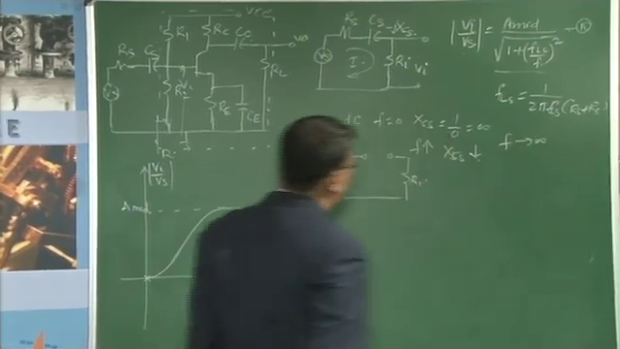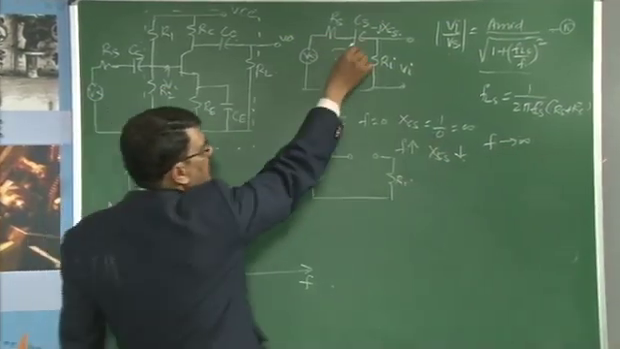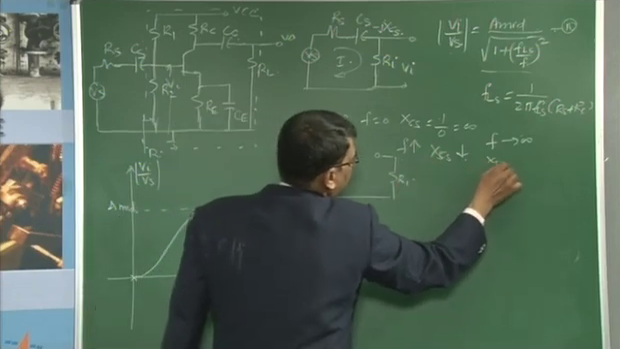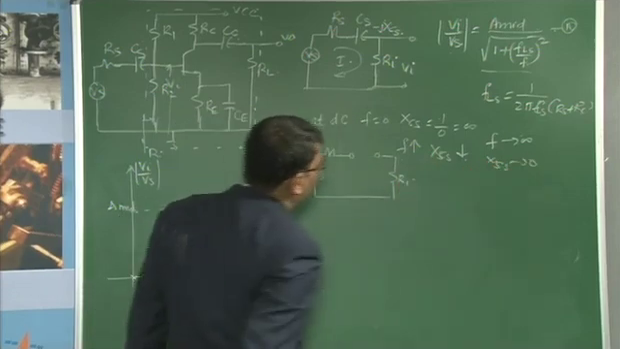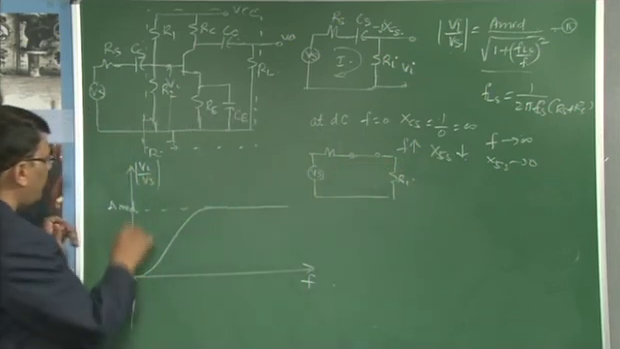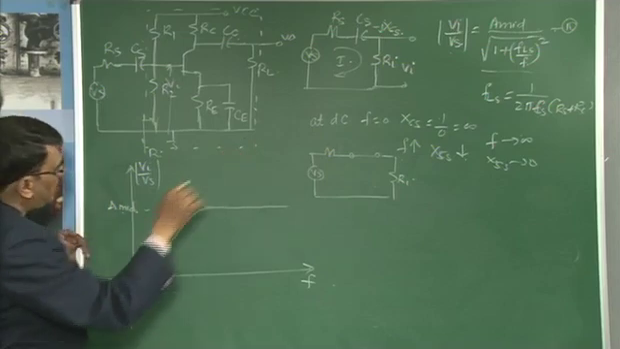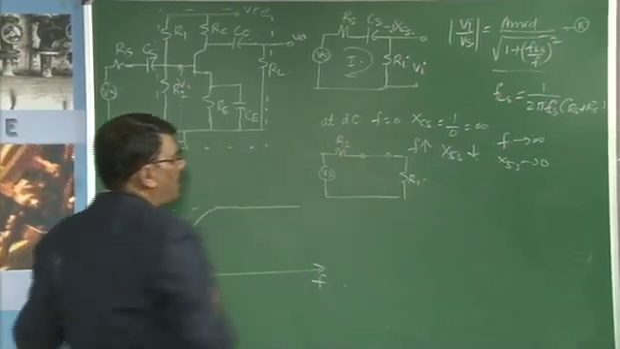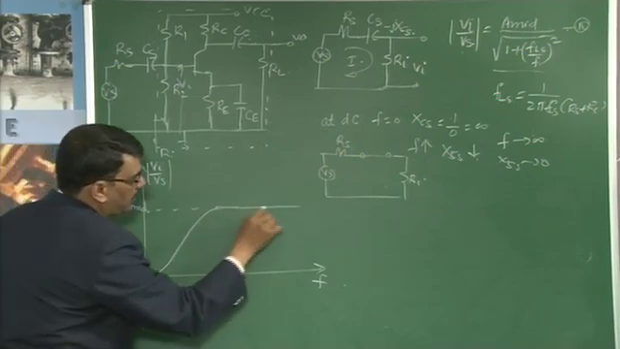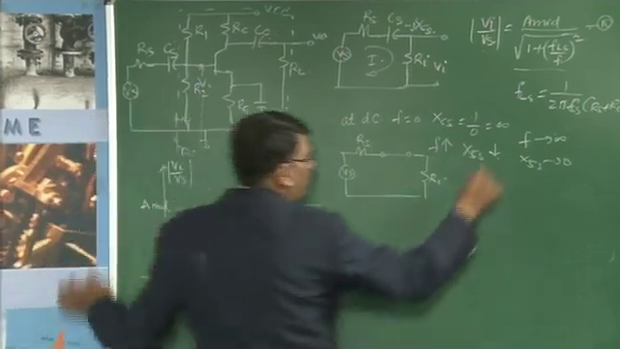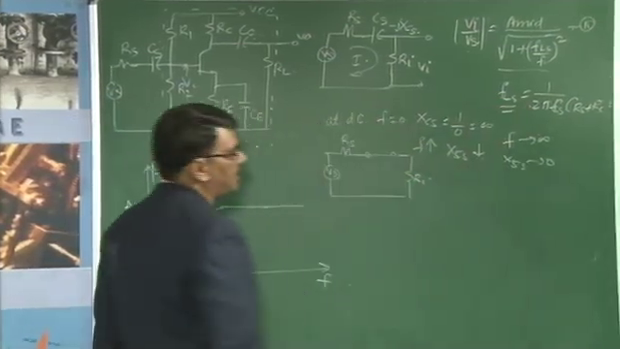When f approaches infinity, the circuit element Cs acts as a short circuit, because the reactance Xcs approaches 0. Therefore, the output, Vi by Vs, is equal to A mid, which is already defined, and is nothing but Ri divided by Ri plus Rs. Hence, this value is equal to this. Now, what is this value on the frequency response?